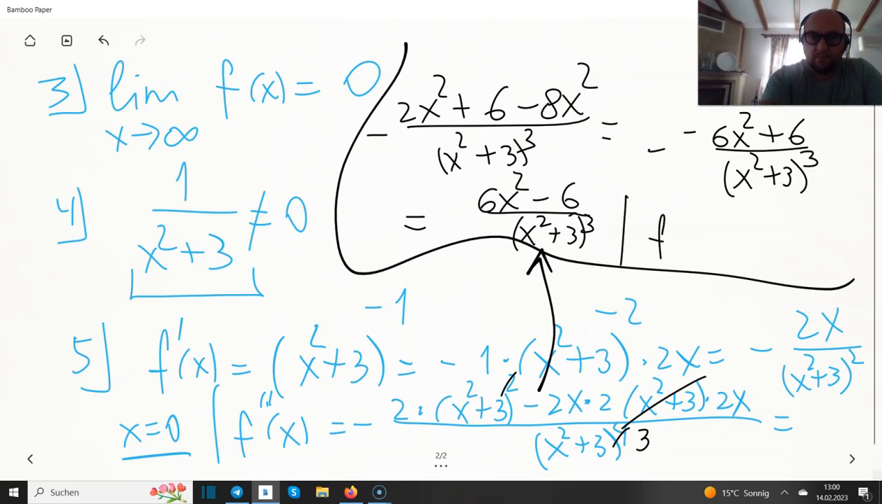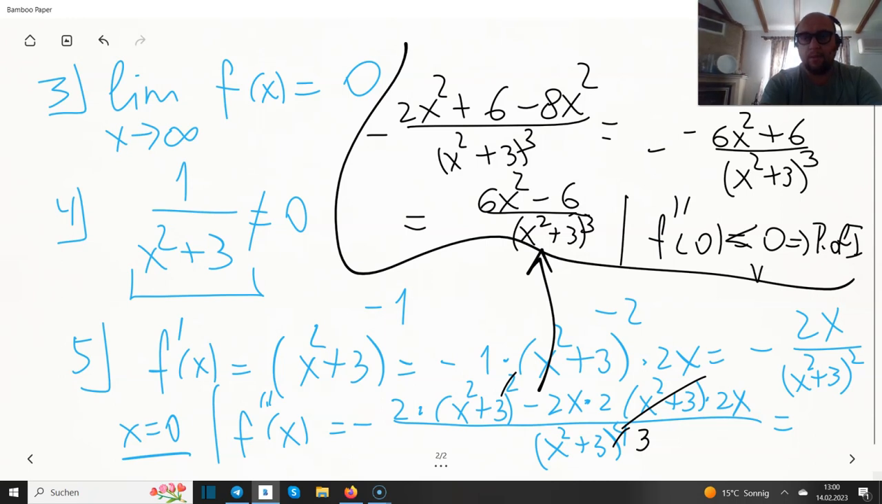What's happening at 0? I have the second prime at 0. This is obviously minus 6 divided by 27, so it's a negative value. We have point of inflection at 0. Sorry, not point of inflection. I'm not telling you this. It was the second derivative test. We are less than 0, so we have a max. My bad. It's a max at 0, and if we put 0 for x, it's going to be a third. 0 and a third.